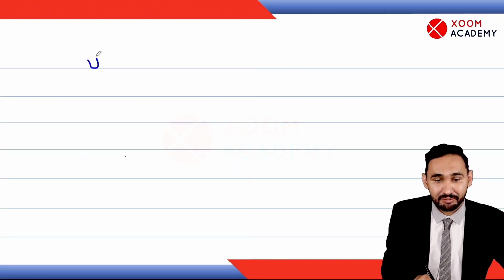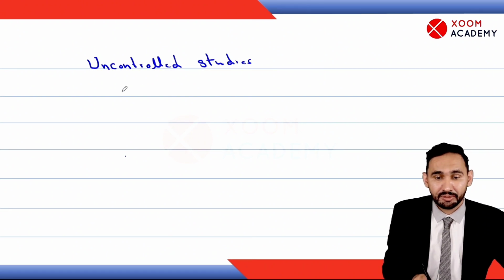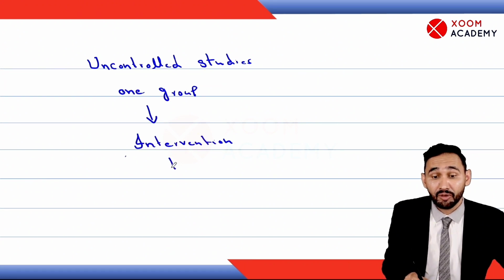Uncontrolled studies, as the name indicates, that there is no control group. There is only one group. We take one group, we'll do intervention, we'll do follow up, and in the end, we'll make the assessment.